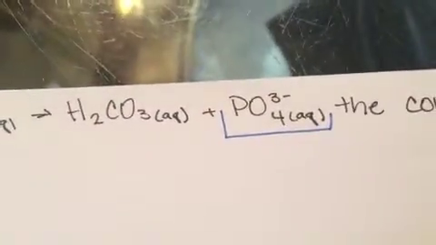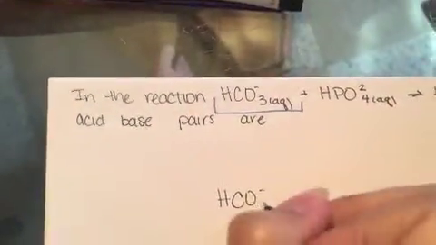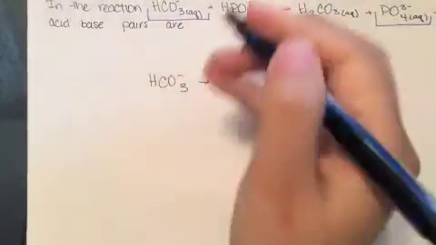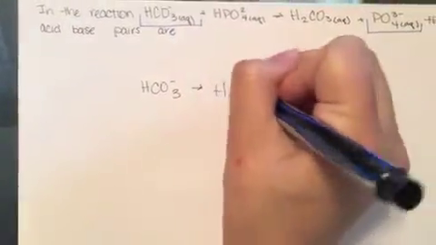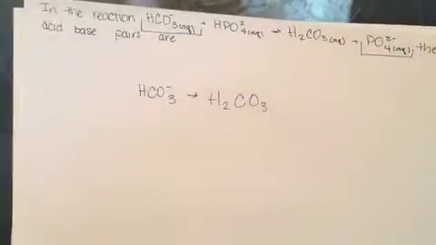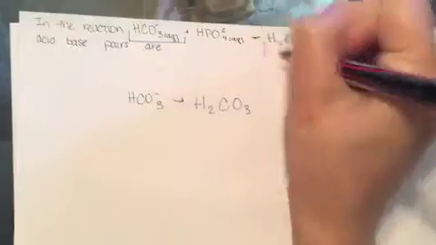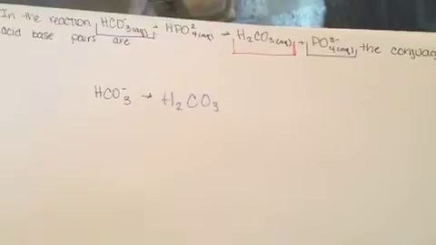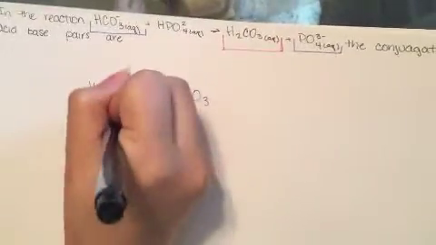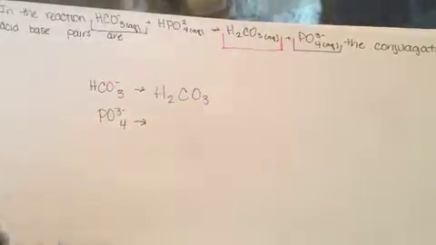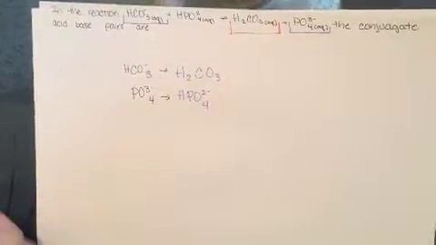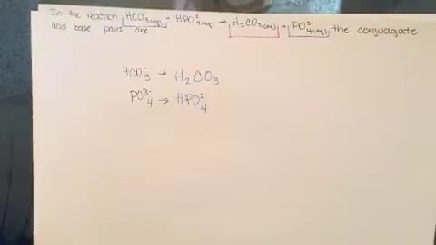So then you have HCO3 negative and you just add a hydrogen, and then for that one your conjugate acid is right there, and then you have the other base, which goes to its conjugate acid, and those are your conjugate acid base pairs.